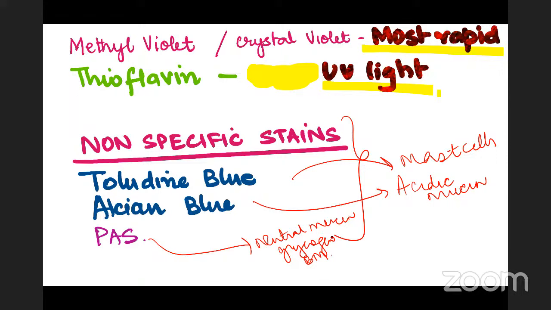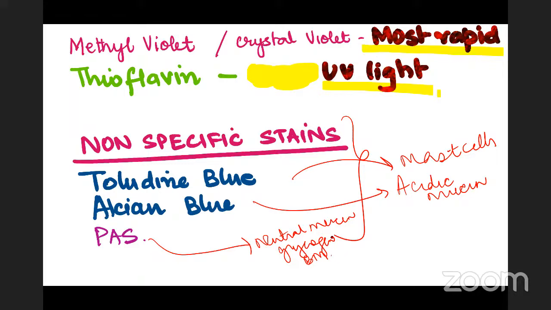Everybody should remember, methyl violet is not a supravital stain. It is a stain for amyloid. So they can ask you which is not a supravital stain. Supravital stain is basically a stain which stains live cells like reticulocytes. So methyl violet is not a supravital stain.